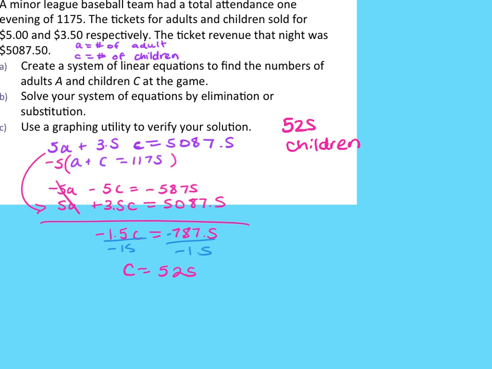How do I find out how many adult tickets? Subtract that from 1175. Good. If they both sum to 1175, then I just want to subtract it here, and I'd get 650 adult tickets.